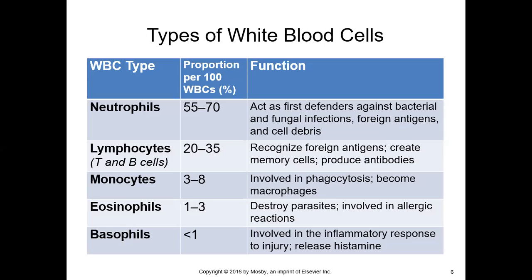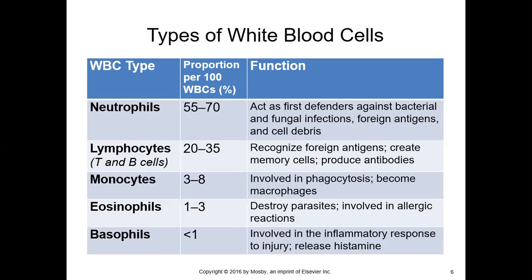Monocytes are involved in what's called phagocytosis. So after the neutrophils identify something as a foreign invader and they start to destroy it, the lymphocytes come and they really help to destroy it and kind of gobble it up and eat it up and help our bodies to get rid of it. Eosinophils destroy parasites, and they're also involved in allergic reactions.